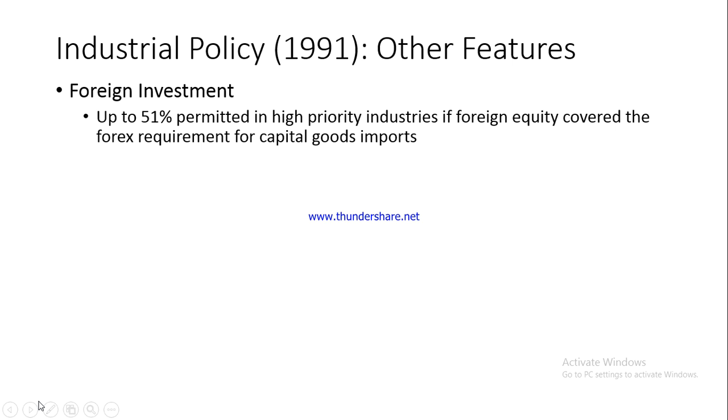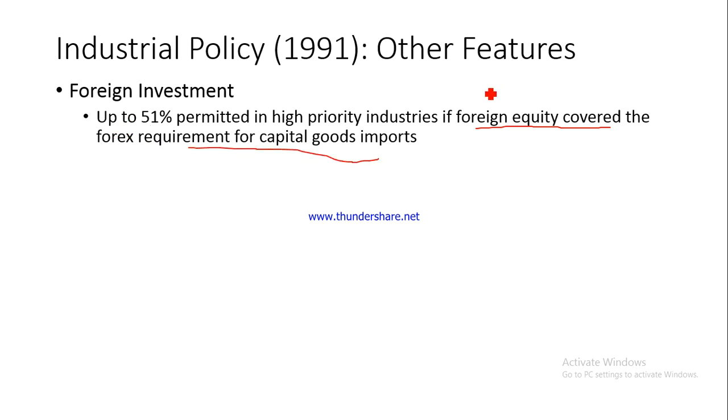Up to 51% was permitted in high priority industries if foreign equity covered the forex requirement for capital goods imports. Earlier, the provision was that the industries in India should be majority owned by the Indian nationals, but then there was a relaxation which was given in this particular provision also, and now up to 51%, that is majority ownership, was allowed to be in the foreign hands, provided the foreign equity covered the forex requirement for capital goods import. What do we mean by this?